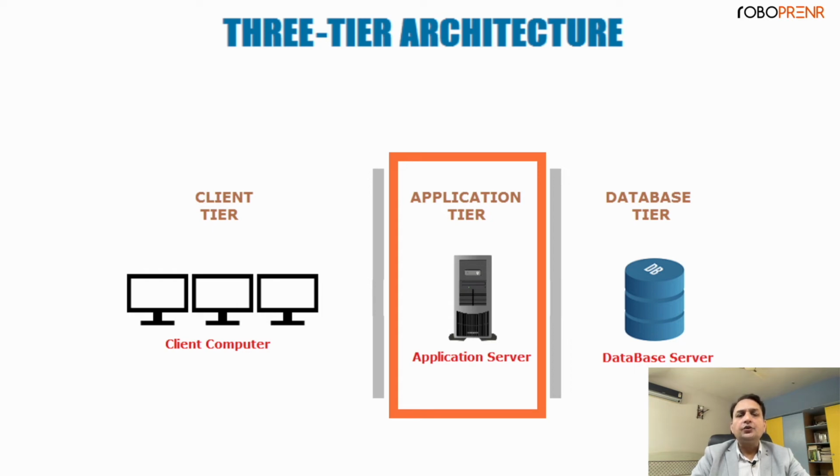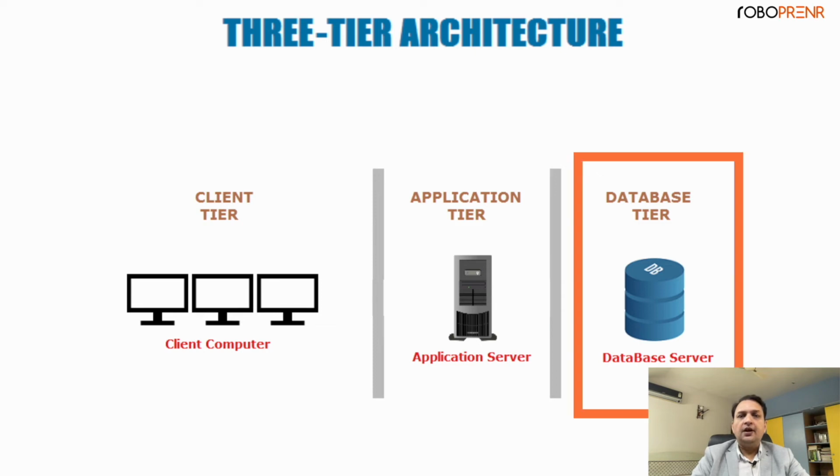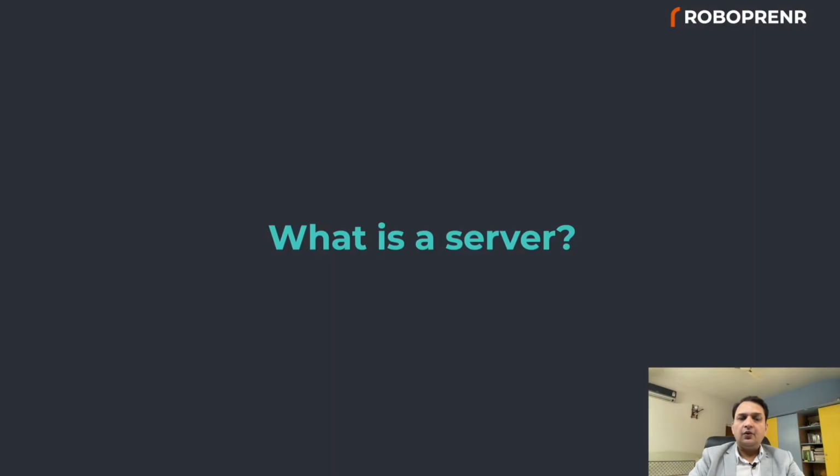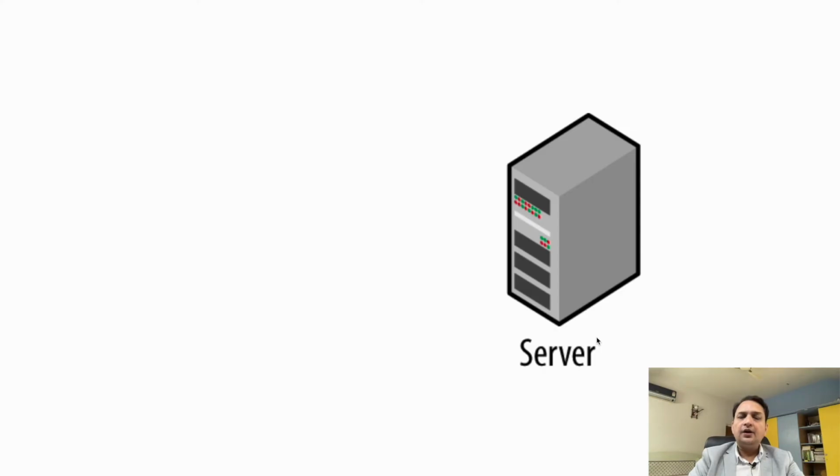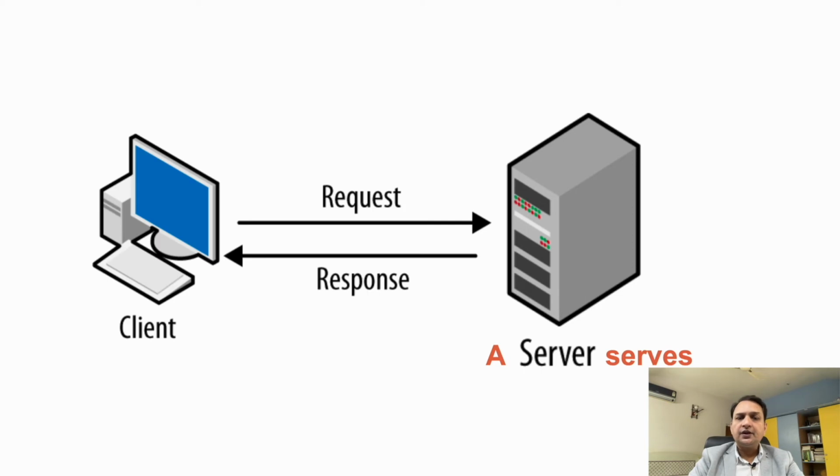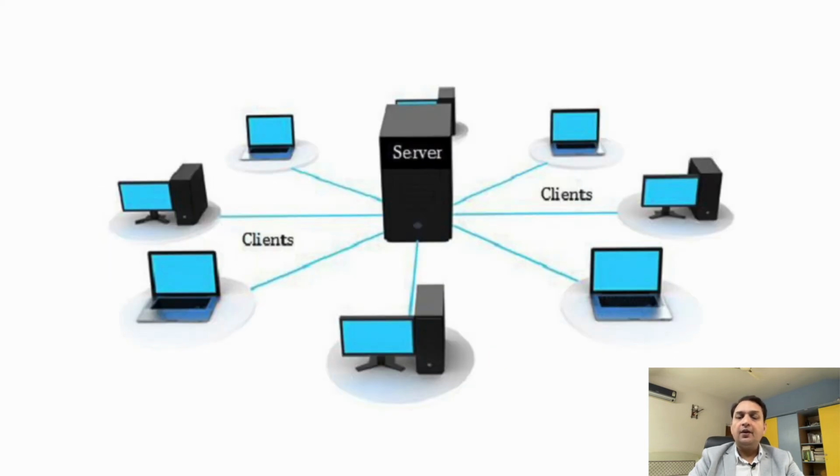This tier houses the application server. Database tier is the place where all the data related to the application is stored. This tier houses the database server. Now, what is a server? A server, as the name suggests, serves. It serves a client's request with a response. A server can serve many clients at the same time.